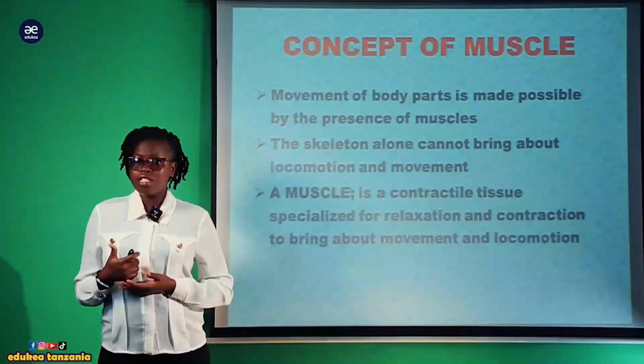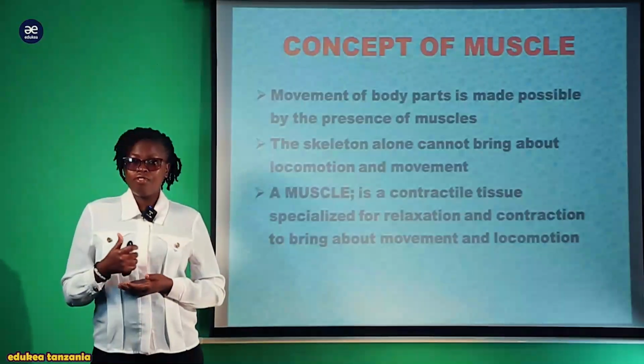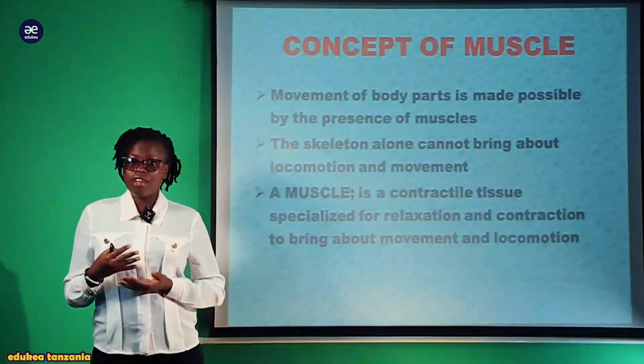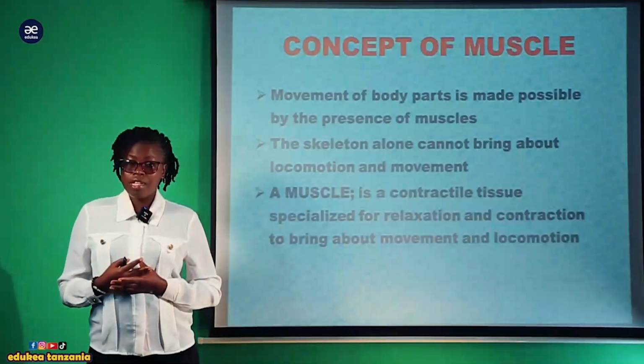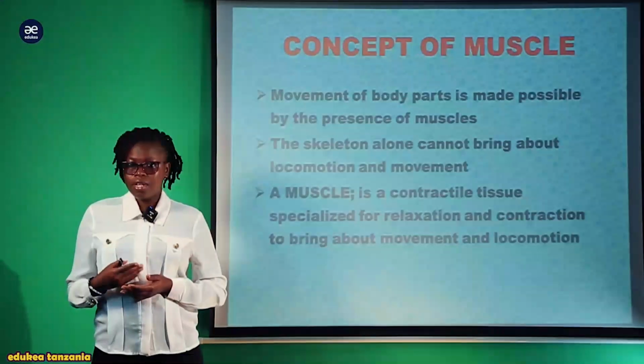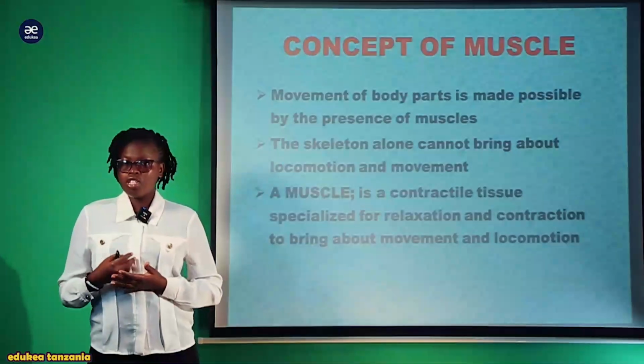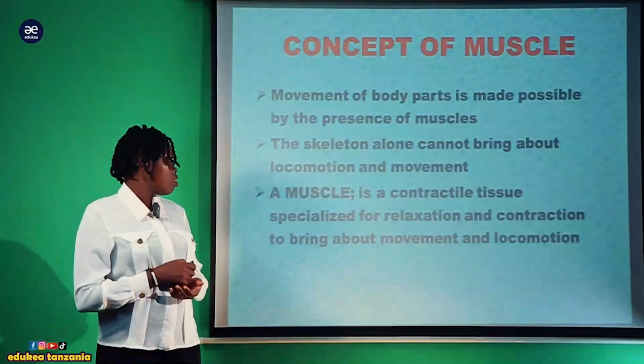Locomotion is a process whereby an organism moves from one place to another for different purposes, either for searching for food, avoiding predators, or searching for mates. Lakini movements just involve the movement of a part of the body from one direction to another without changing the position.